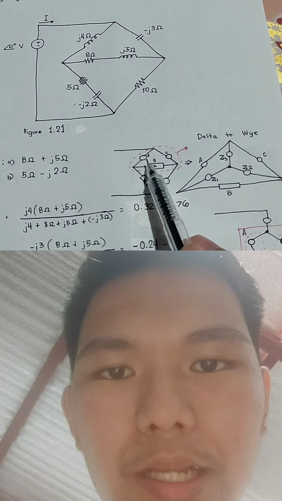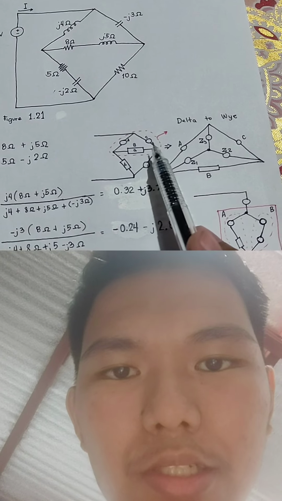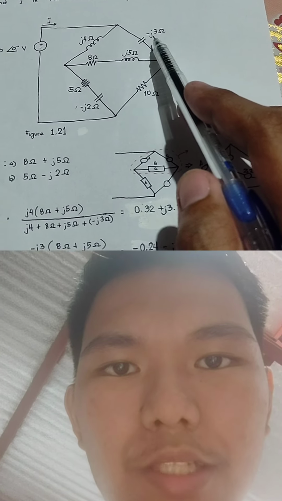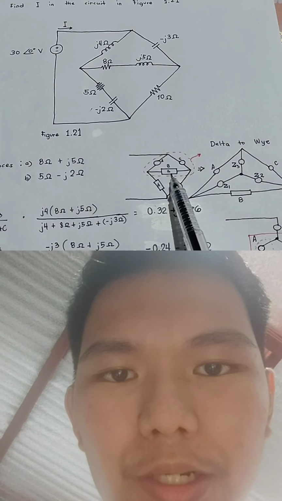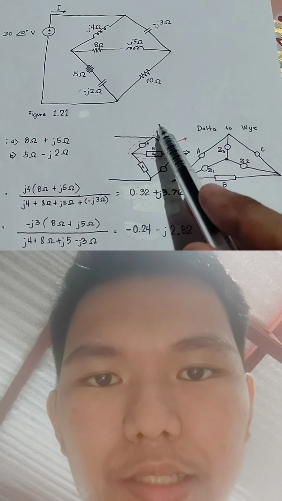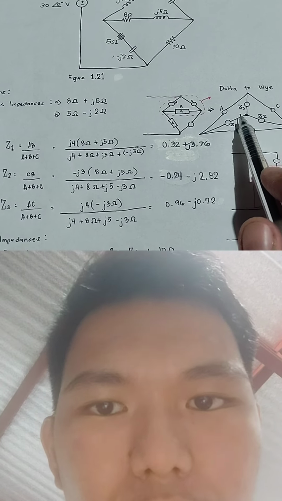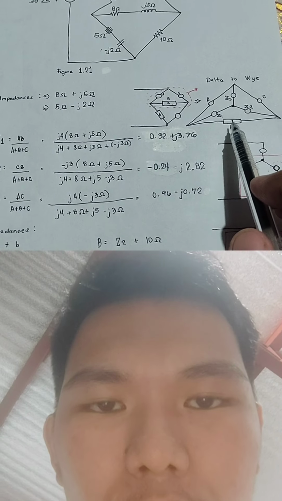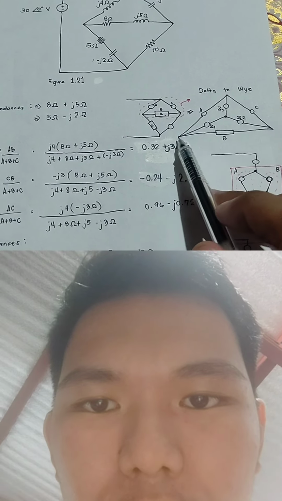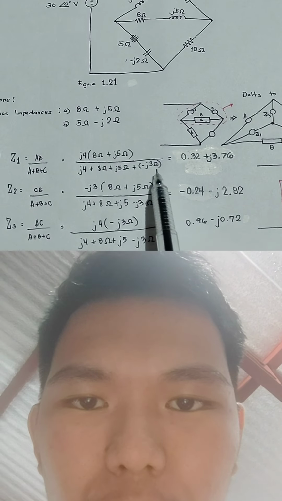Now this is the big letter A, the J4 ohms. The big letter C is the negative J3 ohms. And the big letter B is for impedance A. And this delta will be converted to Y. The formula for Z1 is A times B over the sum of all the impedances, the J4 plus 8 ohms plus J5 plus negative J3 ohms.